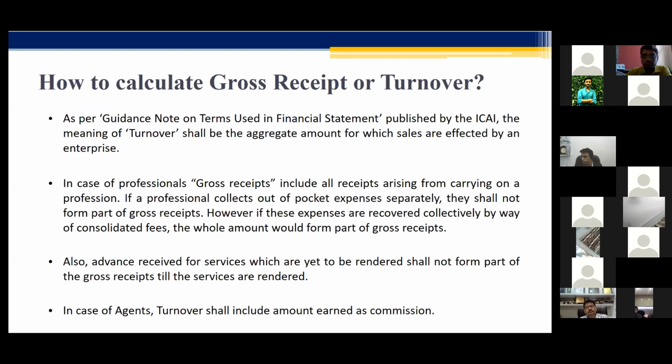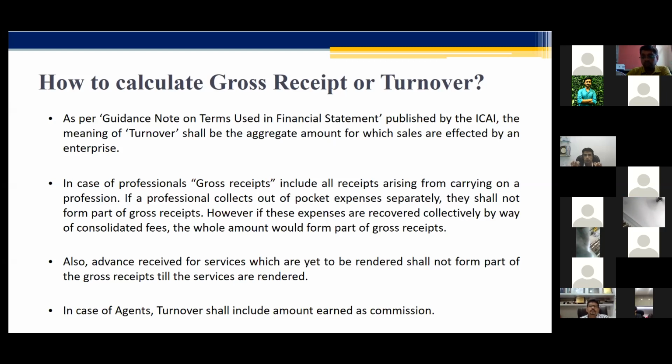In case of professionals, gross receipts include all receipts arising from carrying on a profession. If a professional collects out-of-pocket expenses separately, they shall not form part of gross receipts. However, if these expenses are recovered collectively by way of consolidated fees, the whole amount would form part of gross receipts.